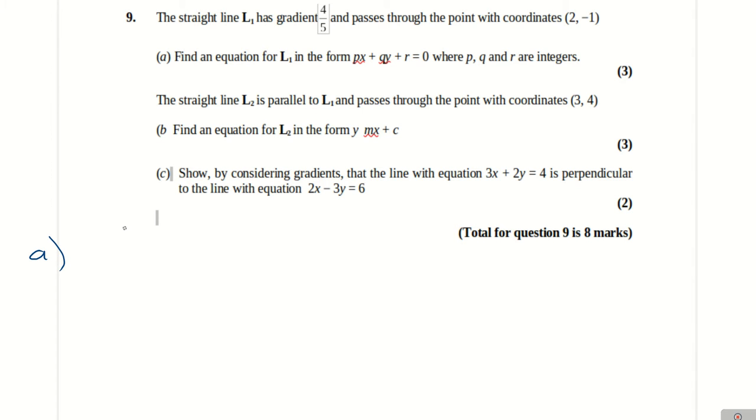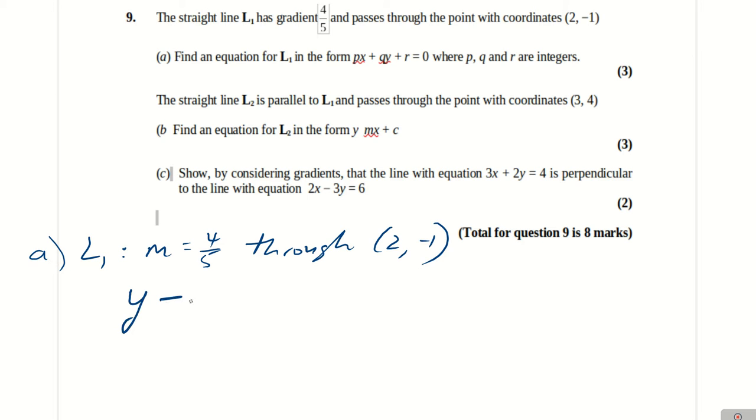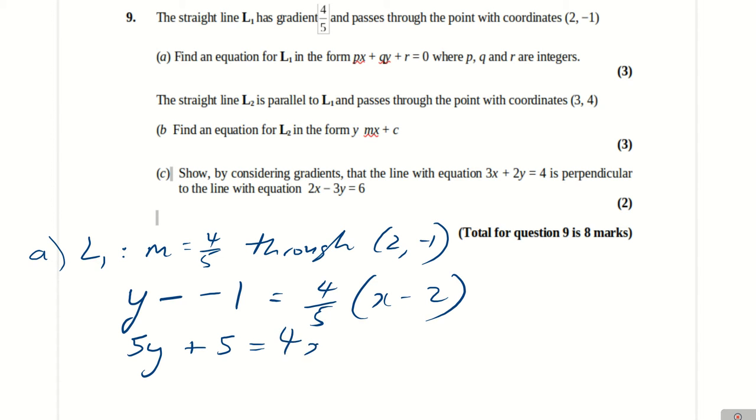A, line L1 has a gradient equal to 4/5 and goes through the point (2, -1). Find an equation. Right, so we can just put these values straight into our equation of a straight line. y minus -1 is going to equal m lots of x minus 2. Multiply through by 5, we get 5y plus 1 times 5 equals, multiply out the bracket, 4x minus 8.